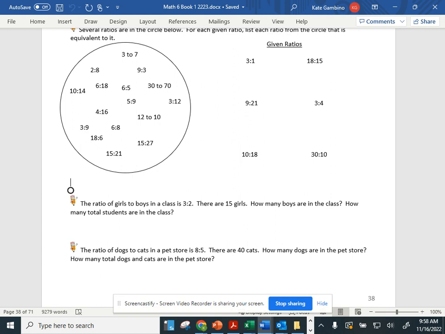Oh no, I randomly picked a number. I don't know how many boys, I didn't do the math. So I randomly picked a number.